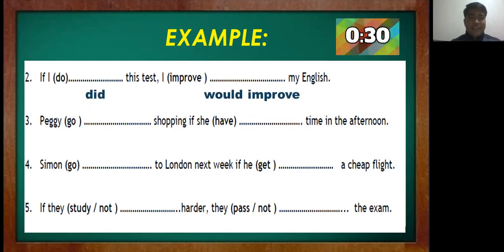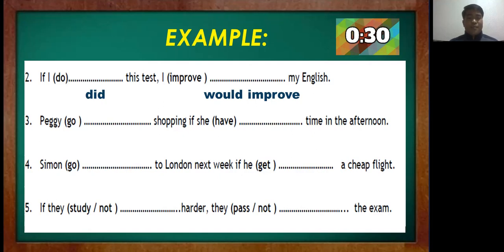If I did this test, I would improve my English. Again, did, because in your condition clause, because of this if, you need to use the simple past, and then would plus the base form of the verb, improve. So easy, right? So for sure, you can also answer sentence number three.